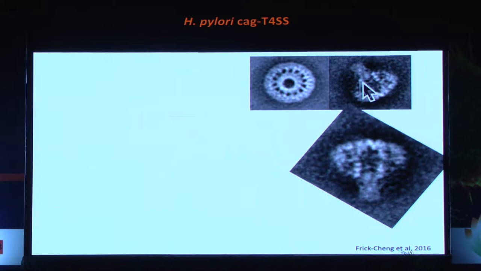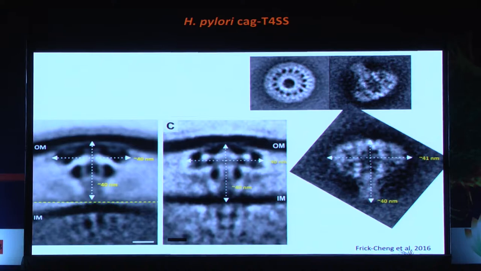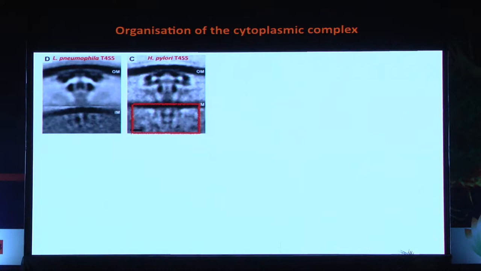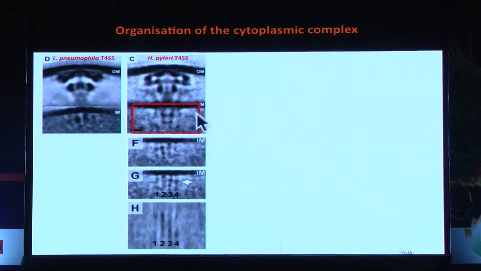This is the outer membrane. This is the inner membrane complex. And this is consistent with the shape and the measurement of distances in other type 4 secretion systems as well. And this is the pylori structure for reference. So probably this is the right orientation. Anyway, going back to the cytoplasmic part of the complex, if we look at the cytoplasmic part here, then these are different.